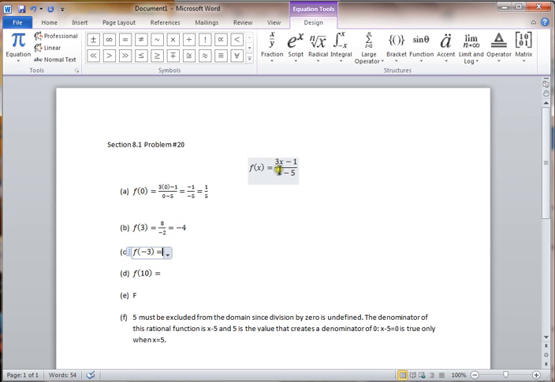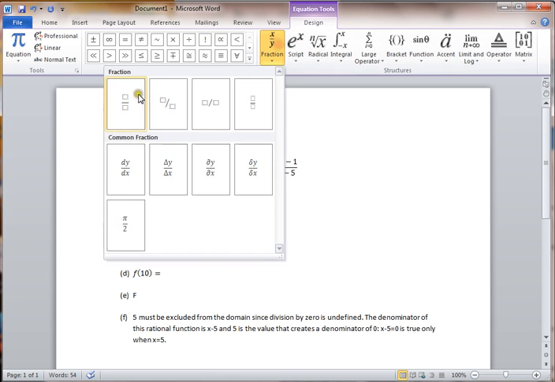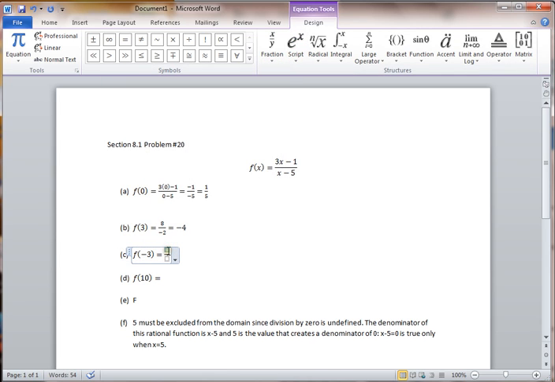Okay, plugging in minus 3, you got to plug in minus 3 for both of the x's. So here you have 3 times minus 3 is minus 9 minus 1, so that's going to be a minus 10. And at the bottom you have minus 3 minus 5 gives you a minus 8. So minus 10 divided by minus 8 gives you a positive 5/4.